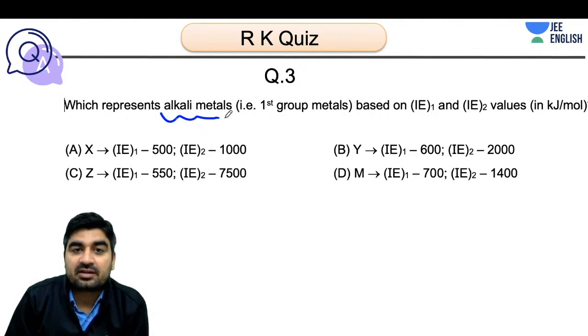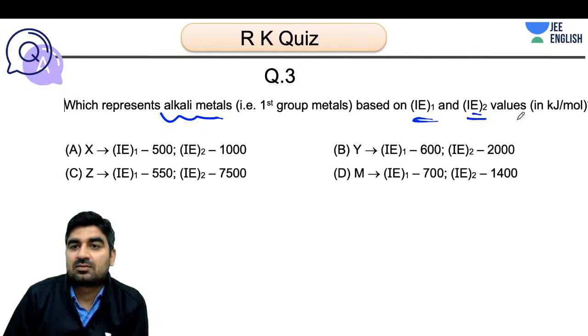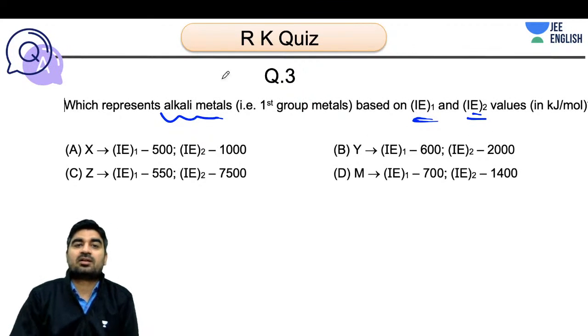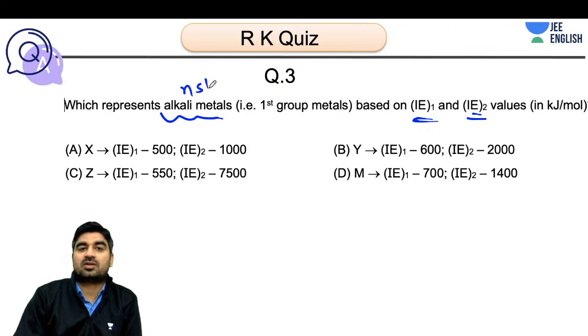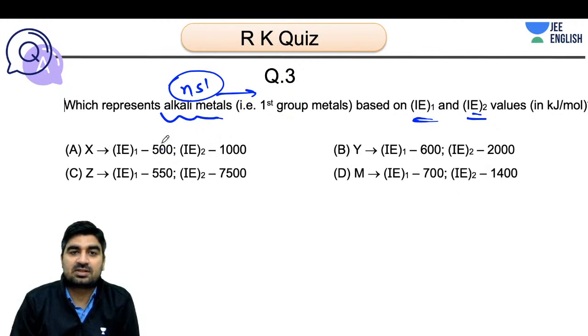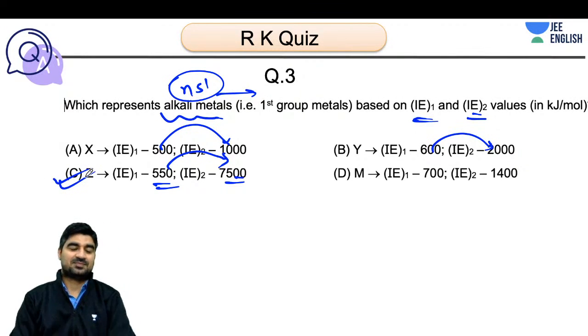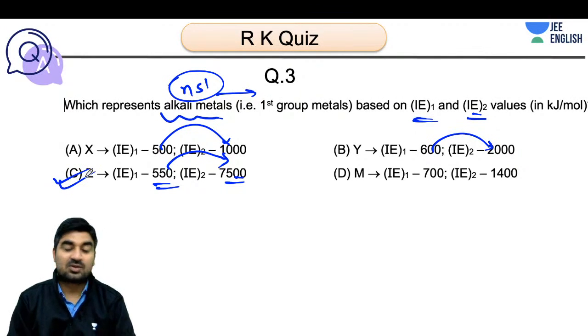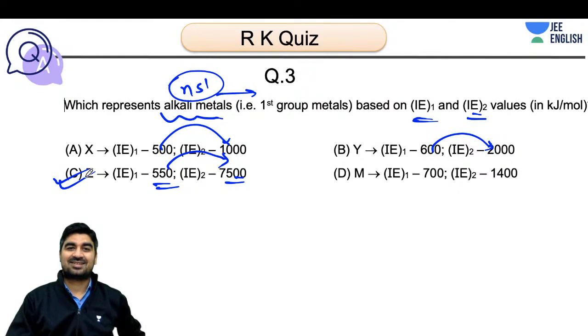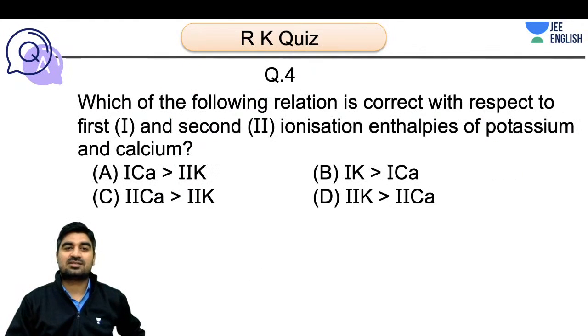Which represents the alkali metals? So alkali metals have configuration ns1. So there should be a jump between the first and second. It is 2 times, more than 2 times, 15 times. So C will be your answer. Got it? Because there is a jump. We discussed this concept today.